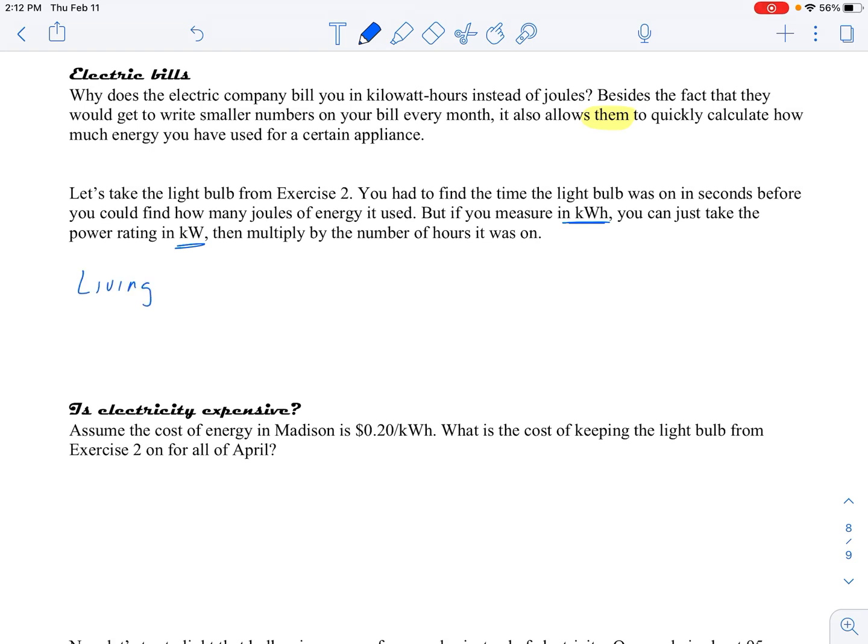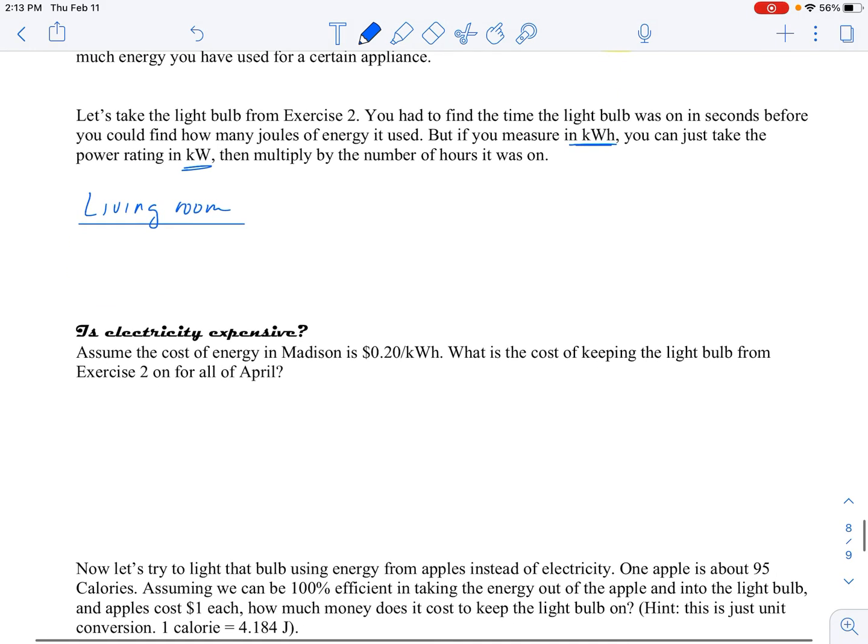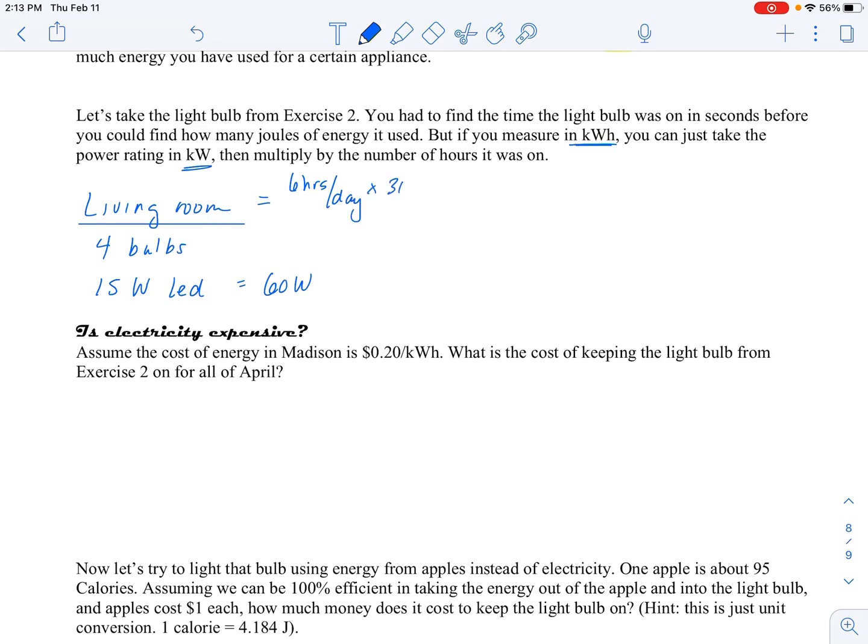Let's say I'm in my living room. In my living room, I have 4 light bulbs, and they're LEDs, something like 15 watt LEDs. So that's a total of 60 watts lighting my living room. I have the lights on probably about 6 hours a day, and there's about 30 days in a month. So that's about 180 hours in a month.